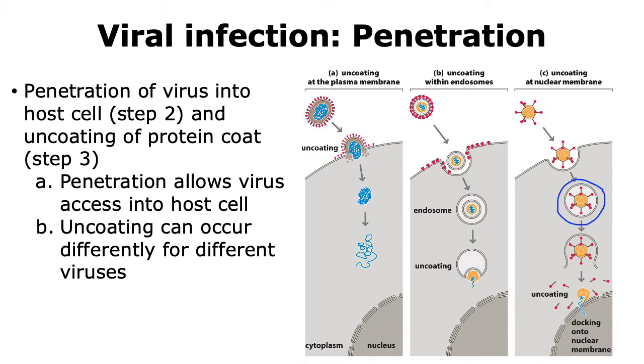Another example is where the virus is able to enter inside or penetrate inside the host cell, and from the endosome, it is able to access the cytoplasm of the host cell and dock onto the nuclear membrane, and that is where it gets uncoated or loses its protein coat so that its genetic material can directly enter into the nucleus.